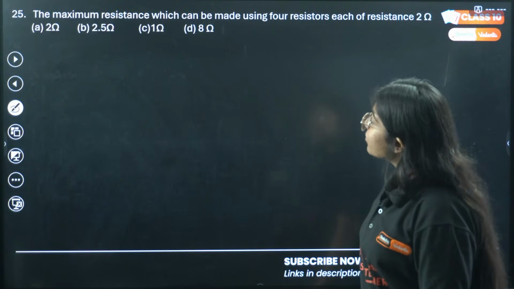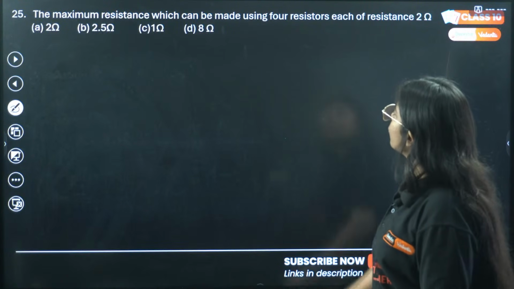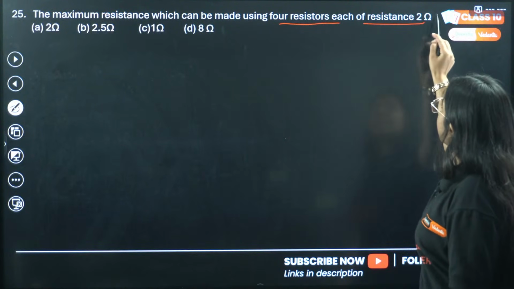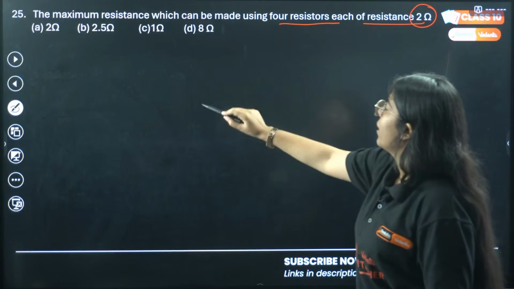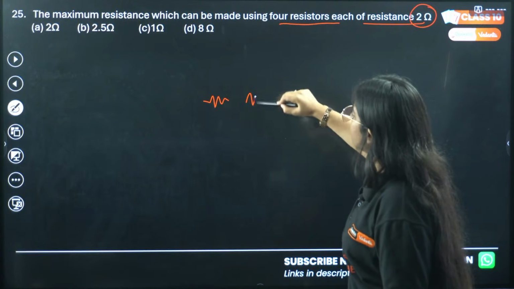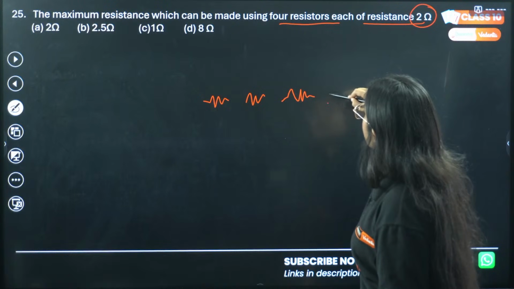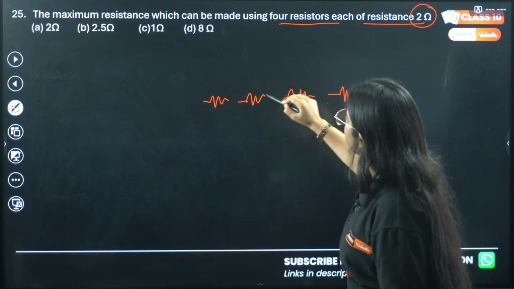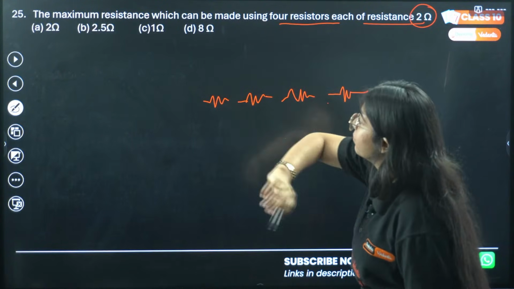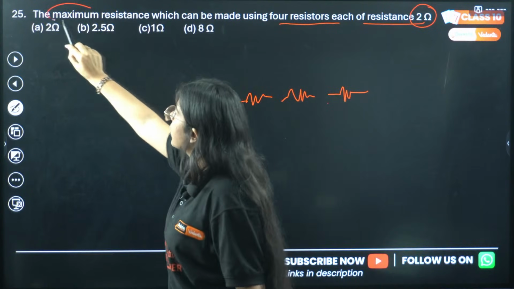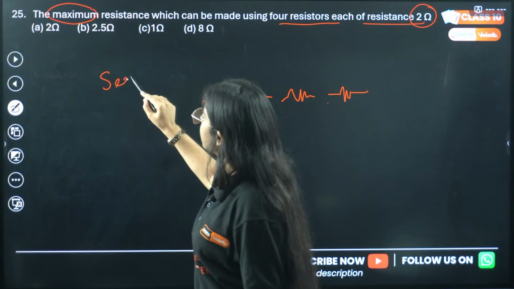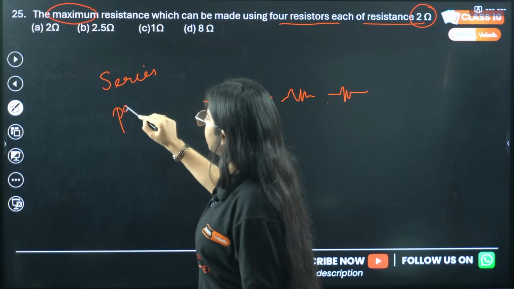Okay. The maximum resistance which can be made using 4 resistors, each of resistance 2 ohm. We have 4 resistors. How they should be connected so that their total resistance becomes maximum? Should they be connected in series or should they be connected in parallel?